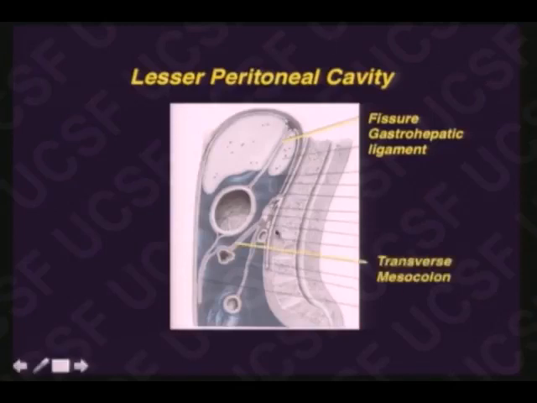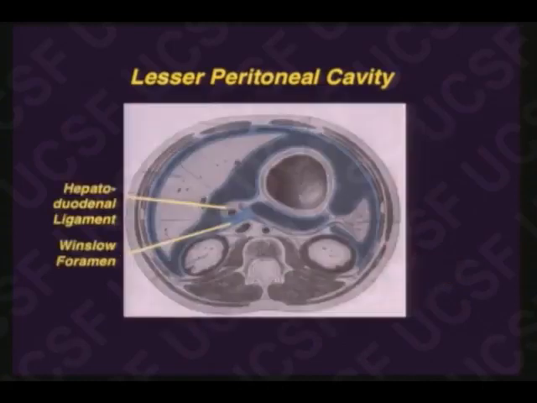There again is our transverse mesocolon running from the pancreas to the transverse colon. So indeed, the lesser peritoneal cavity is a supramesocolic space. There is our omental bursa. We can see that it is fused, so we don't think about that in terms of fluid collection accumulation.